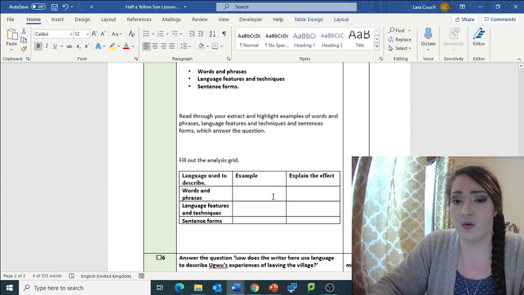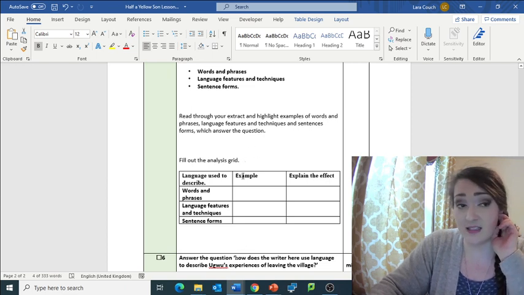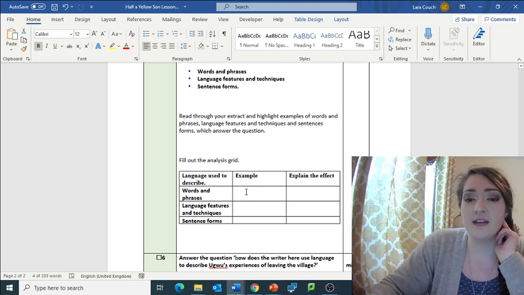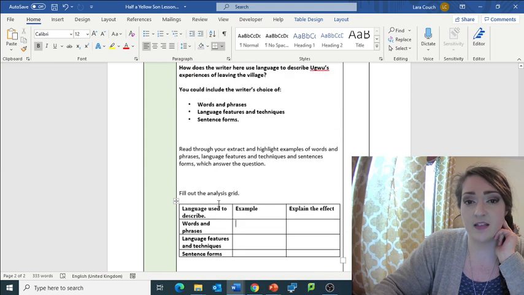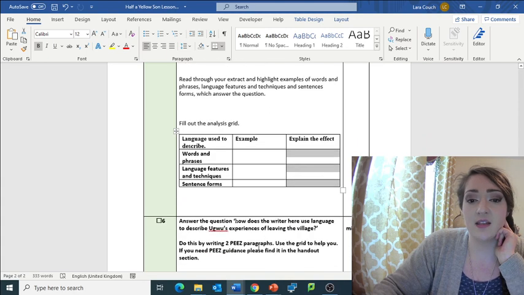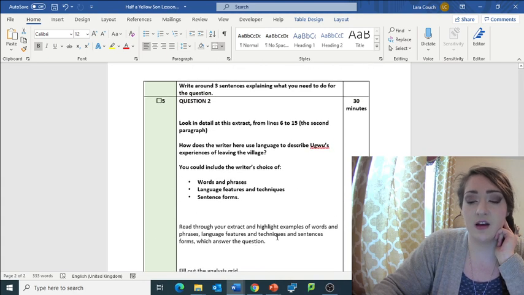So what you need to do now, when you finish highlighting and analysing that text, there's still more to analyse in that section, but I don't want to give all the answers away, is find an example where words and phrases have been effective in answering this particular question. Language features and techniques and sentence forms. For the example section, you need to put a quote in, and then you need to explain how it answers the question in the explain and effect. That's what you need to do for task 5. You've got about 30 minutes on that, so pause the video now to complete that.